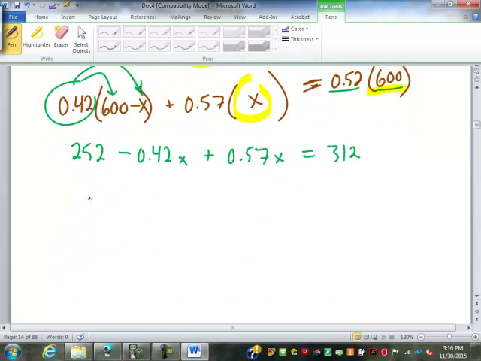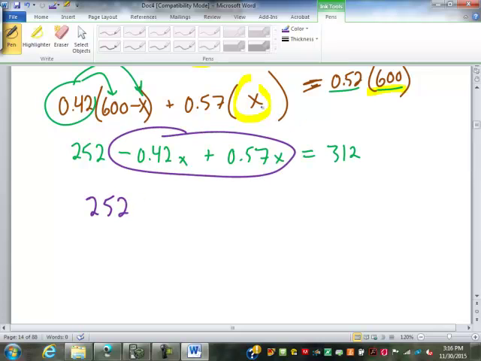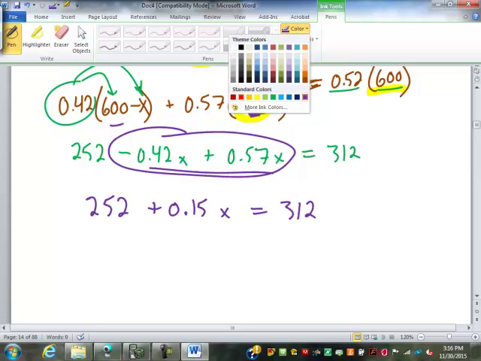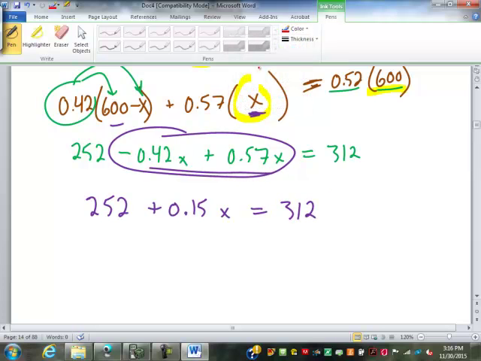Now I combine. Here's the reason, by the way, that I made the X the higher percent. If I made the X the lower percent, I'm going to get a negative here. Since I made the X the higher percent, now I'm going to get positive. Negative 0.42 and a positive 0.57 make a positive 0.15X. So there are reasons why I do things. It would have worked out the other way. We just would have had negative numbers to deal with. So now we're going to subtract 252 from both sides.